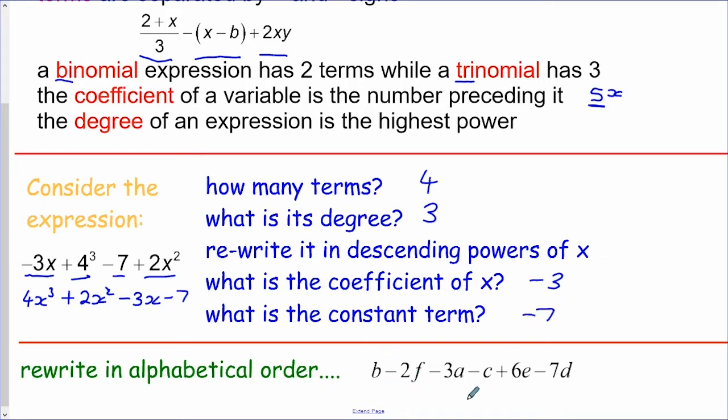Let's rewrite this one in alphabetical order, right? Remembering that the signs stay with the variables. So negative 3a, after a comes b, and there's plus 1b at the front here. We don't need to write the 1. Then minus ac from here, minus 7d, plus 6e, and minus 2f.